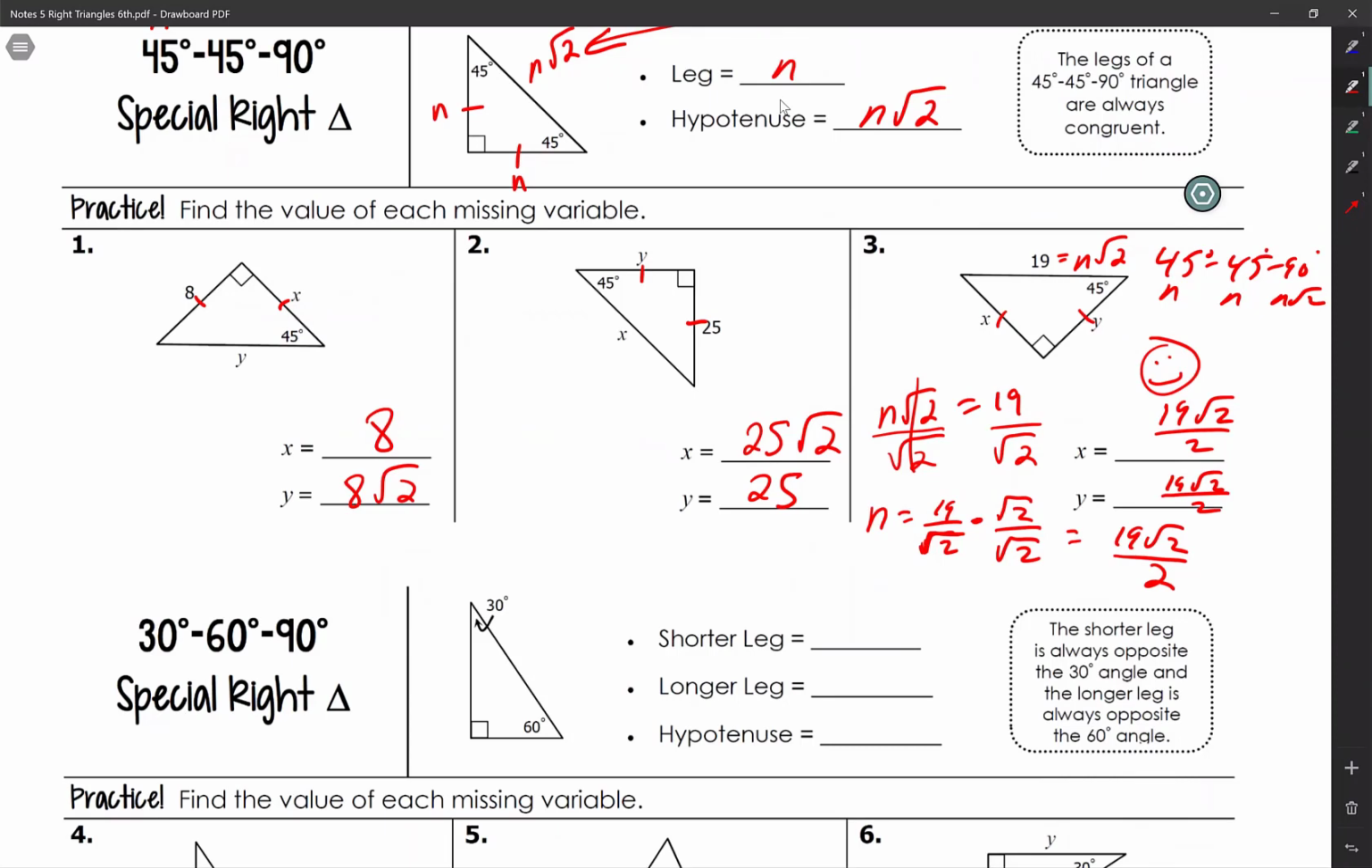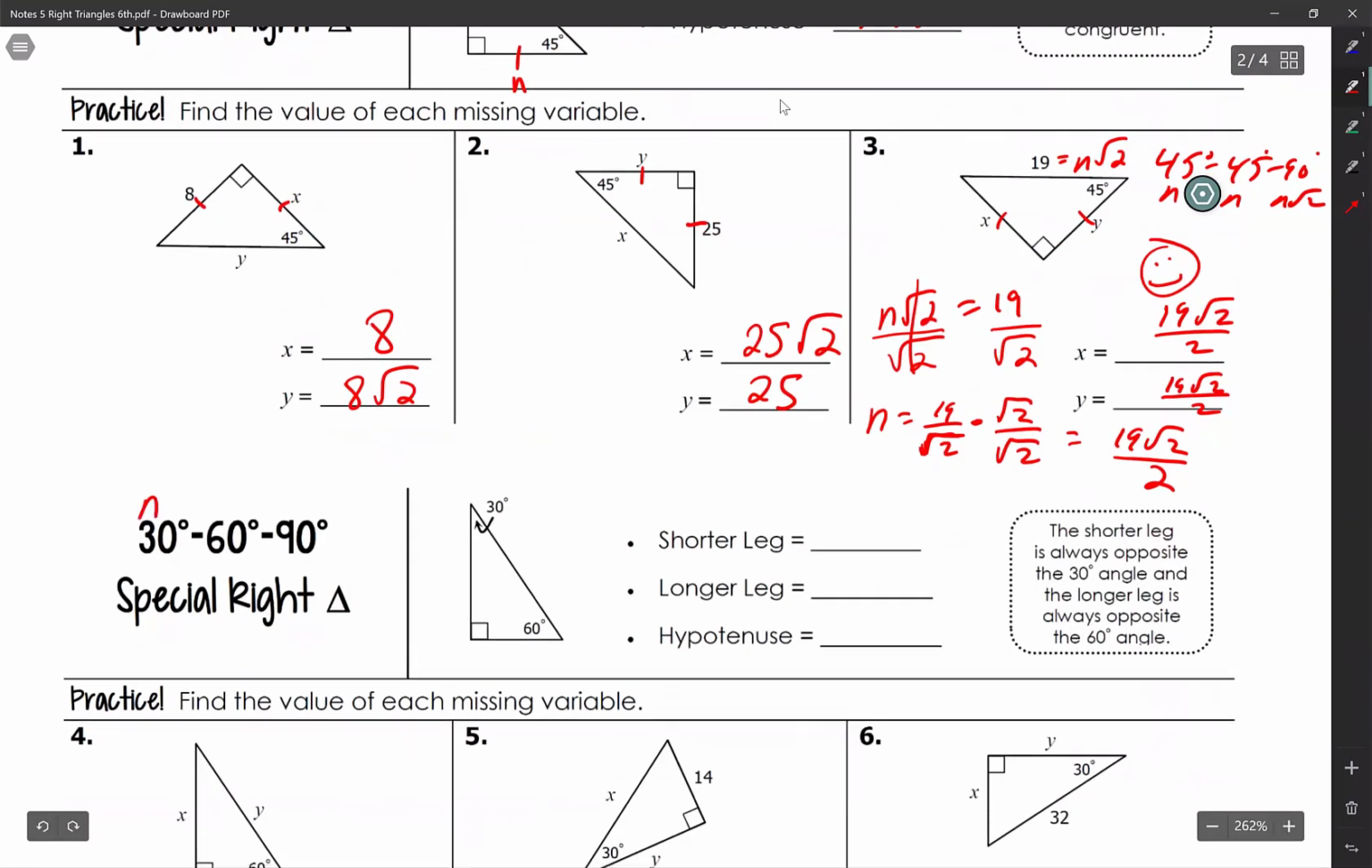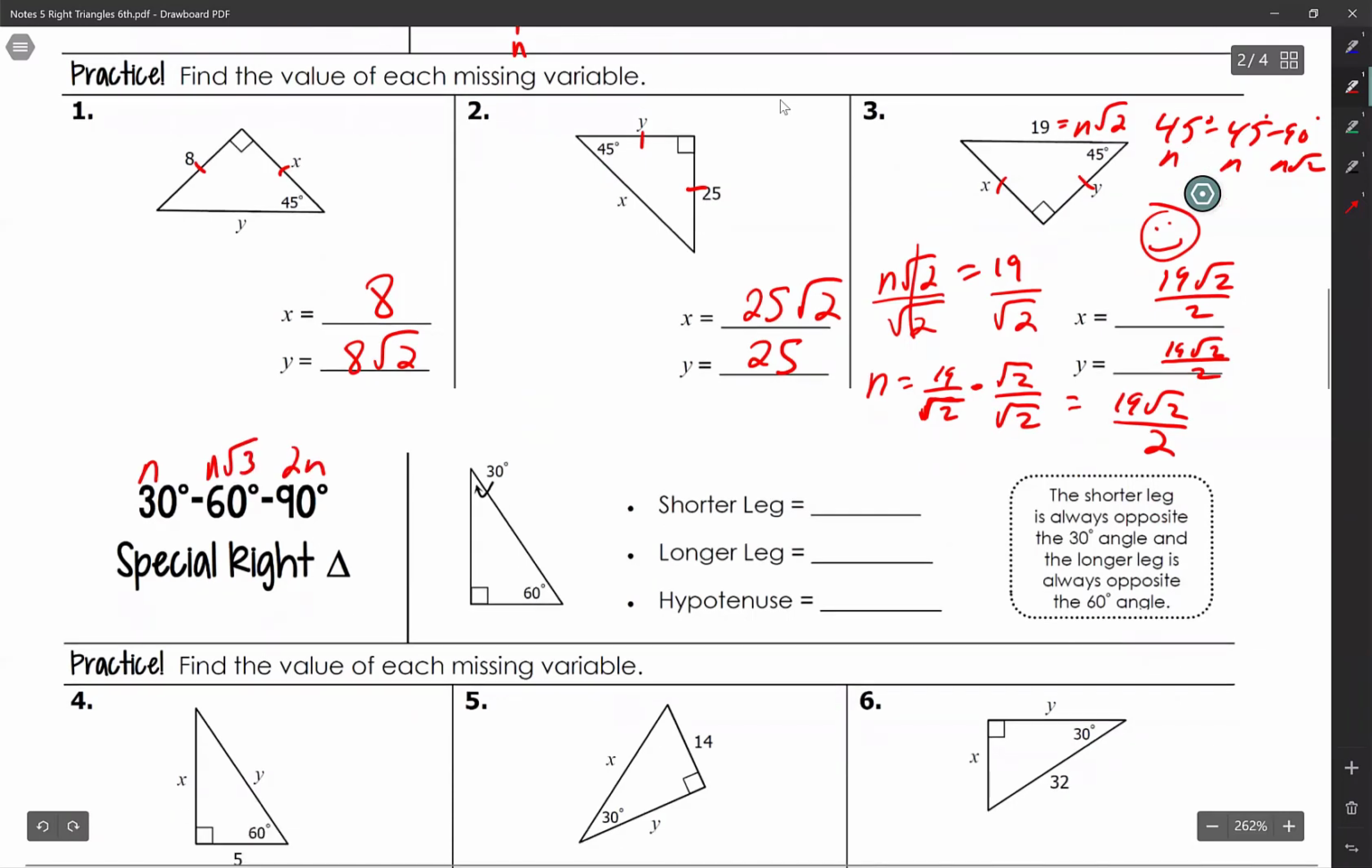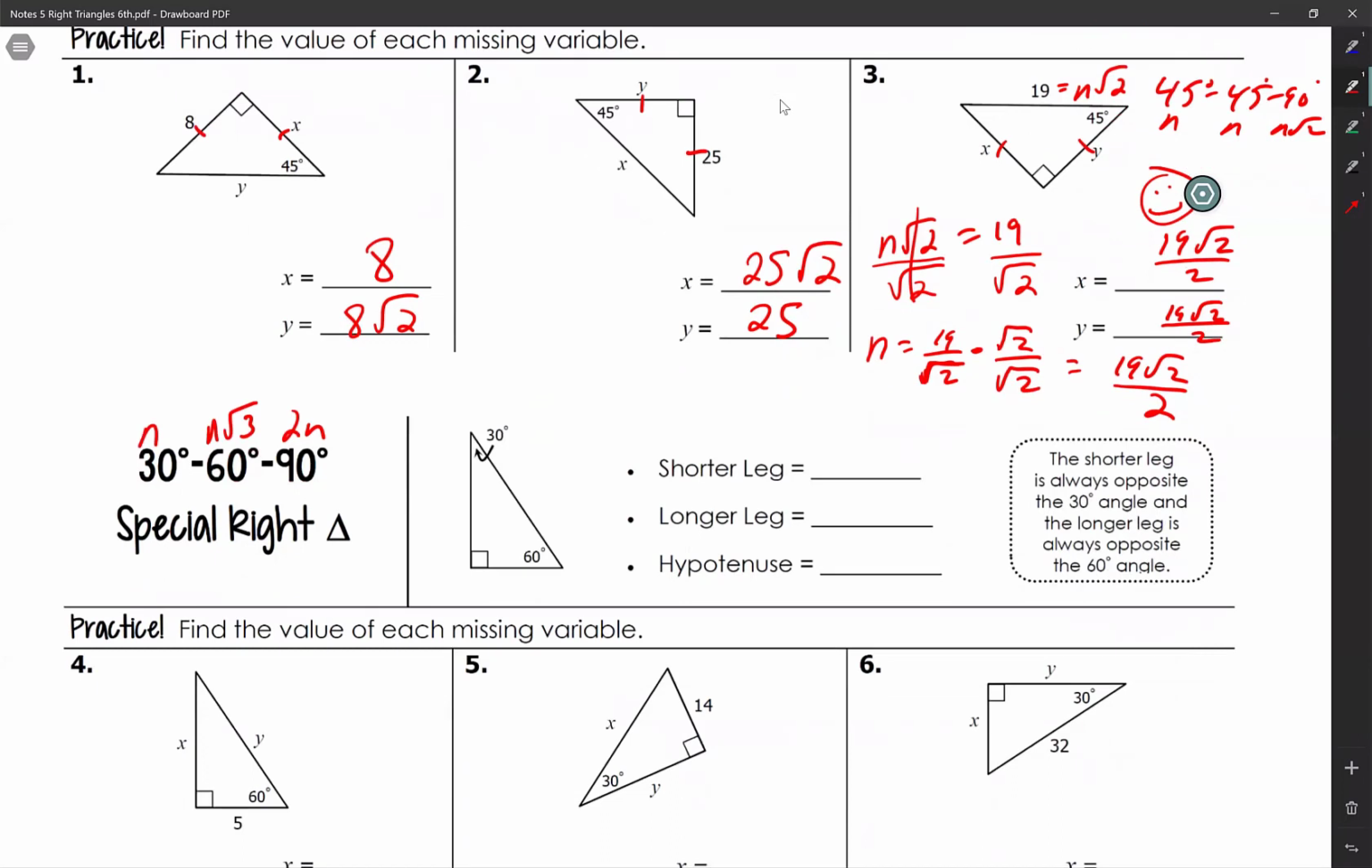Continuing. So we're going to do the 30, 60, 90 now. n square root of 3 and 2n. That's the relationship. The 30 degrees always makes a short leg, so this is what I'm going to use as a reference, so hence we put an n there. And then the long leg is always opposite the 60 degrees, so that length here must be my long leg, so there's n square root of 3. And then the hypotenuse is always along the side, so I'm going to say that's 2n, so twice the short leg. So short leg is n, long leg is n square root of 3, and then the hypotenuse is twice your short leg.